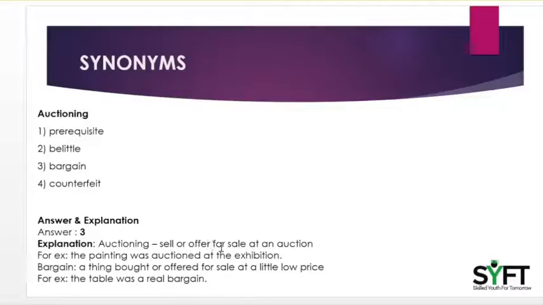Auctioning means sale or offer for sale at an auction. For example, the painting was auctioned at the exhibition. Bargain means a thing bought or offered for sale at a low price. So this is not exactly the same, it is a similar meaning. What is auctioning? That is bargain. For example, the table was a real bargain.